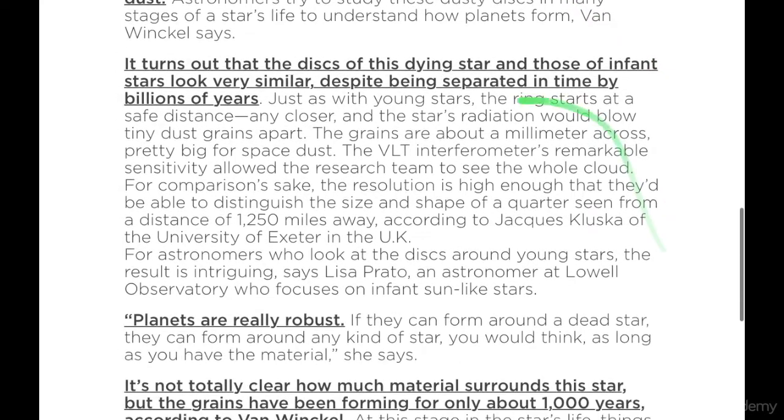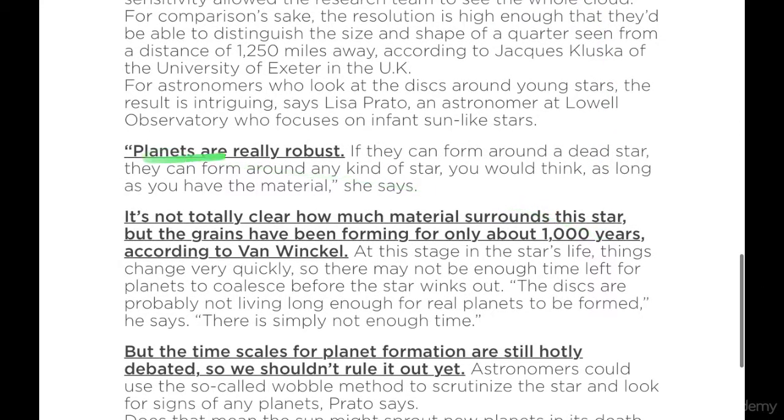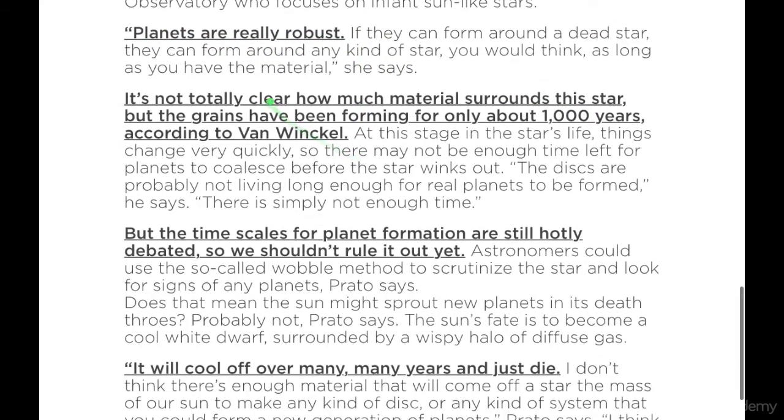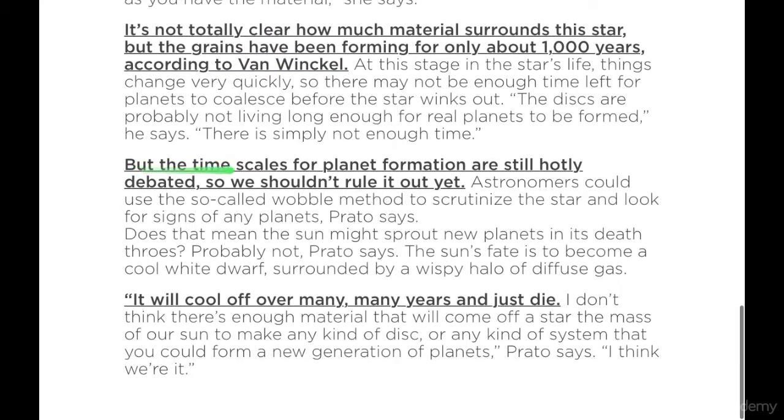It turns out that the disks of dying stars and those of infant stars look very similar. The planets are really robust. It's not totally clear how much material surrounds this star, but the grains have been forming for only about 1,000 years. But the time scales for planet formation are still hotly debated, so we shouldn't rule it out. Yet it will cool off over many years.